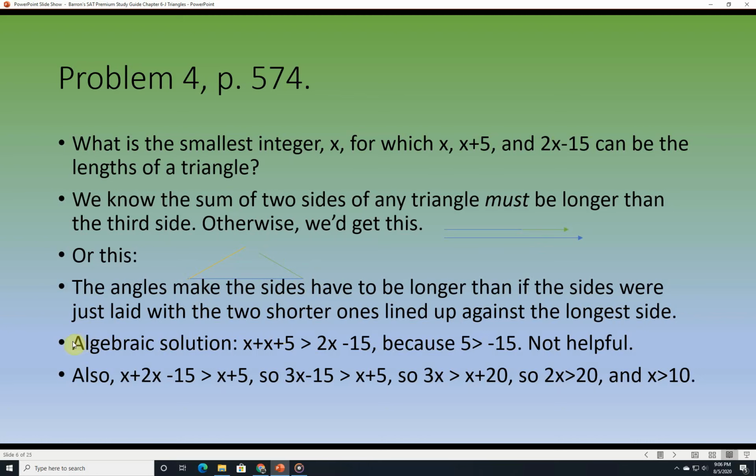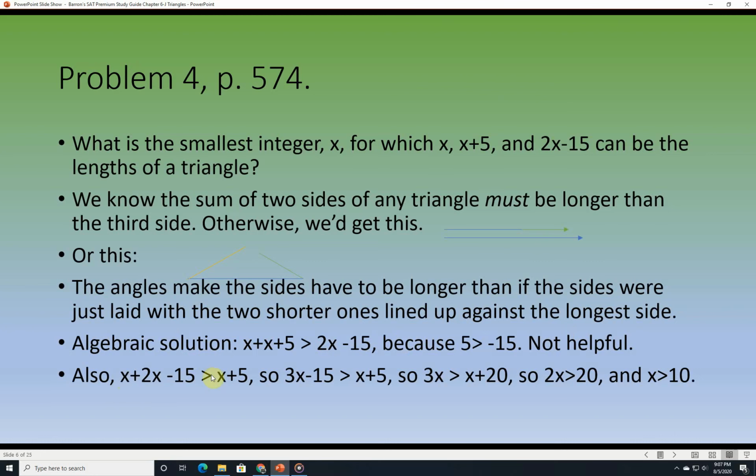Okay, the algebraic solution: you can go x plus 5 is greater than 2x minus 15 because 5 is greater than negative 15. You subtract 2x from each side and you end up with this thing that's always true. However, since it's always true, that's not particularly helpful since it's going to be true no matter what the value of x is. So let's try something else.